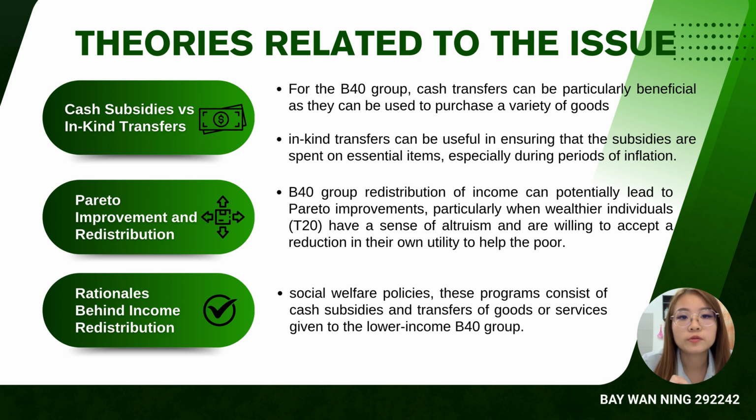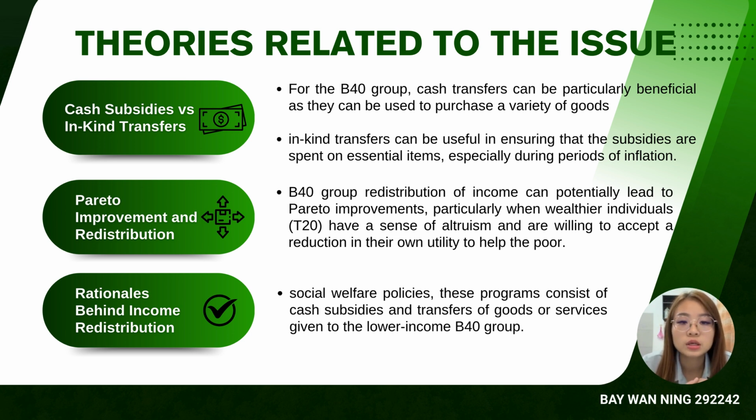The second related theory is Pareto improvement. Pareto improvement refers to a situation where a policy change leads to an improvement for some individuals without making others worse off. In the case of the B40 group, redistribution of income can potentially lead to Pareto improvements, particularly when wealthy individuals, the T20, have a sense of altruism and are willing to accept a reduction in their own utility to help the poor. However, according to the traditional social welfare functions, additive and individualistic, Pareto improvement is not always guaranteed, because some groups may lose utility when income is redistributed.